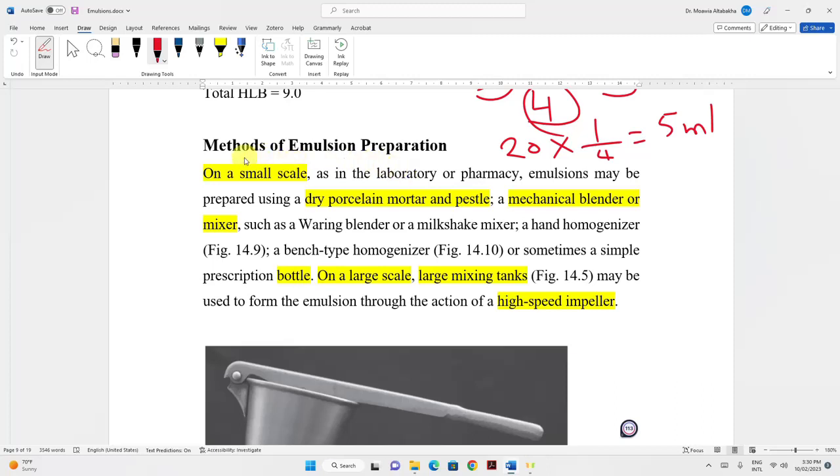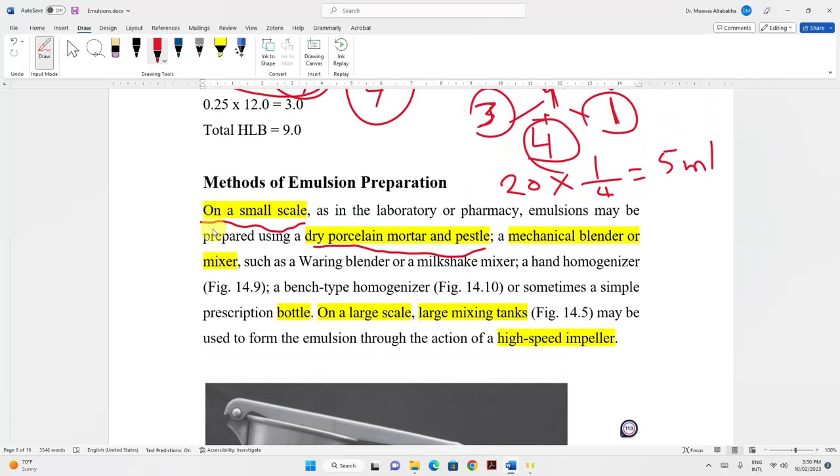Now we will talk about how to prepare them, and we will focus on small scale. In small scale, you can use a dry porcelain mortar and pestle because you need a kind of agitation. You need energy in order to break the oil and put it inside the water, or the opposite, break the water inside the oil. Also in small scale, you might use a mechanical blender, like for example a hand homogenizer or bench type homogenizer.